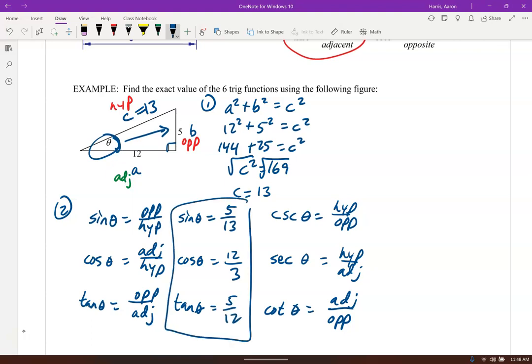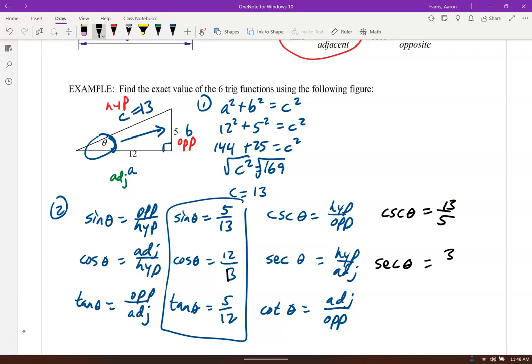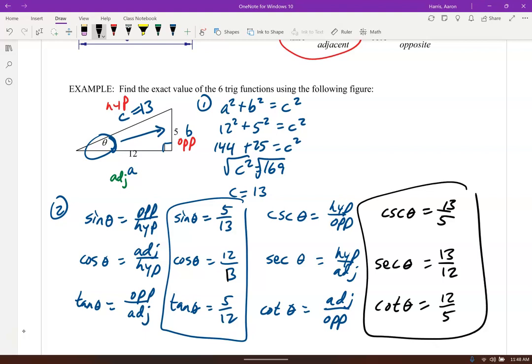Now let's just flip them over. Cosecant would be 13/5. Secant would flip over the cosine, so 13 over 12, sorry. And then the cotangent would, instead of 5 over 12, be 12 over 5. And there's all 6.